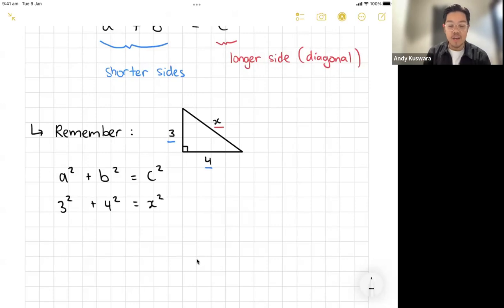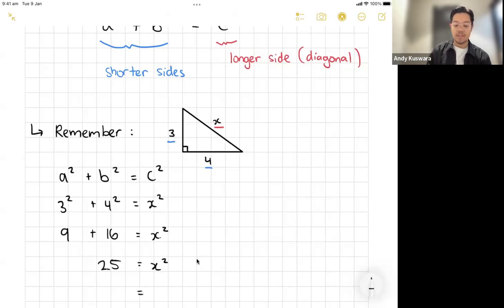Now if you put this in your calculator, remember 3 squared plus 4 squared. 3 times 3 is actually 9, so please don't say 6. And 4 squared is not 8, but it is 16 because that is 4 times 4. Now that still equals x squared. And now you can tell me what 9 plus 16 is, which hopefully you can tell me is 25.